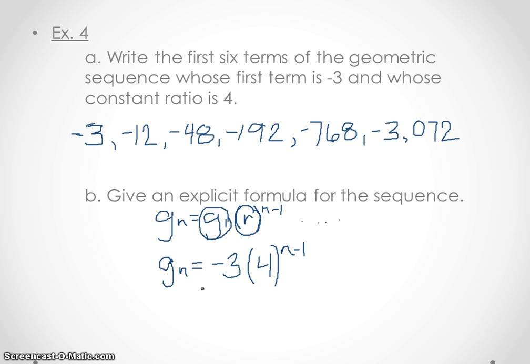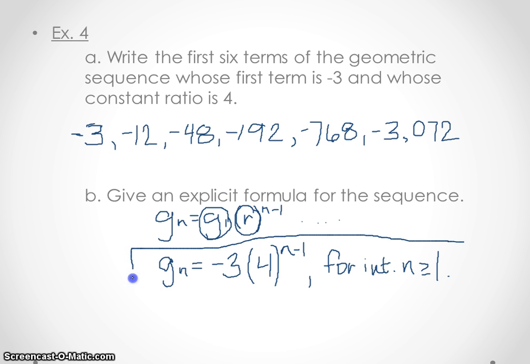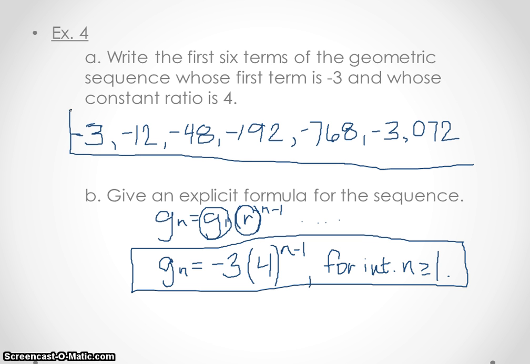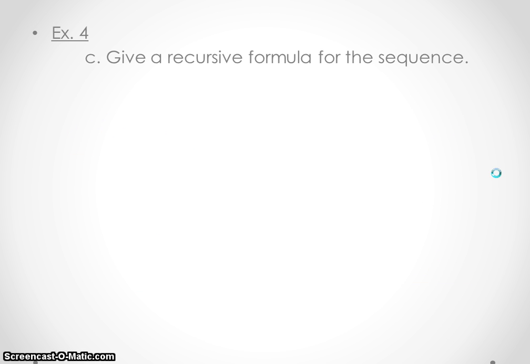So there's our formula here, and we of course need to add the words "for integers," and I'm just going to abbreviate INT, and then n is greater than or equal to 1. For explicit formulas, we're allowed to start out at term 1. So there is our explicit formula for this sequence, and that's all they asked for in part B. We have our first 6 terms, which is what they asked for in A, and the explicit formula, which is what they asked for in part B. Now let's see if there's part C, which there is.